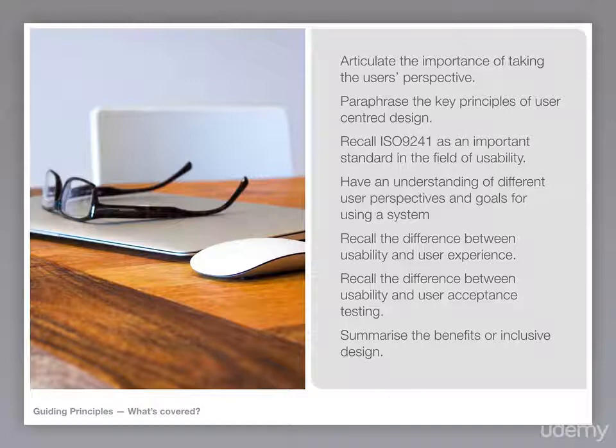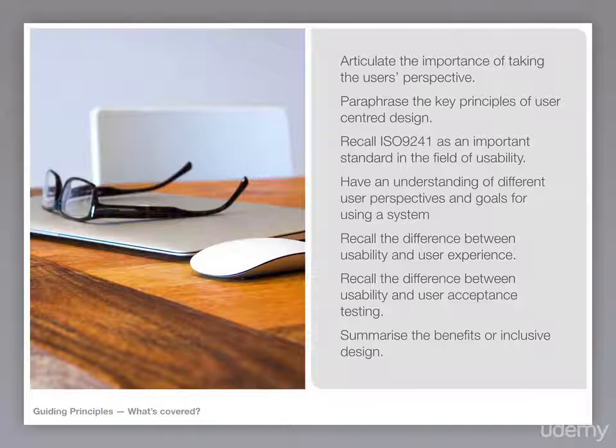And you should be able to articulate and recall the differences between usability on the one hand and user experience on the other hand. And you should also be able to recall the difference between usability and user acceptance testing. People often get those two confused, so you should be able to articulate the difference between them. And you should also be able to summarize the benefits of inclusive design. So what are the benefits of focusing on and including disabled users when you do requirements capture?